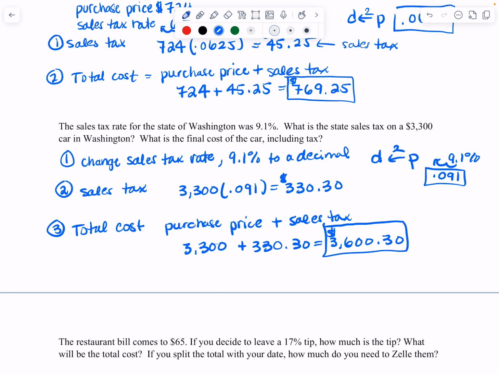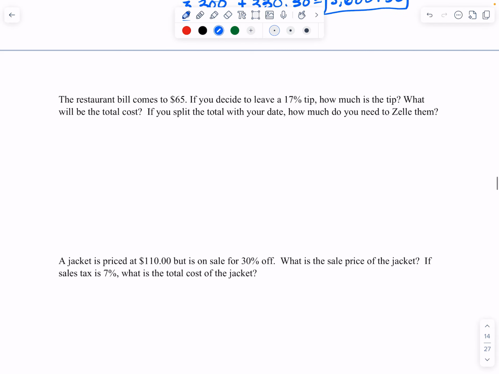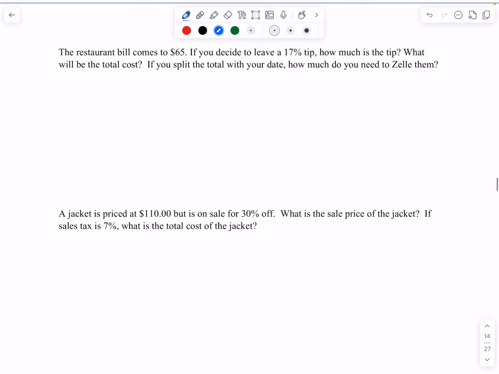Okay, let's look at the next one. The restaurant bill comes to $65. If you decide to leave a 17% tip, how much money is the tip? What will be the total cost? If you split the total with your date, how much do you need to Zelle them?